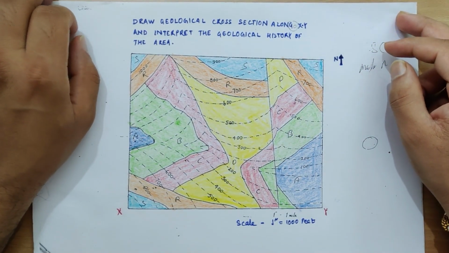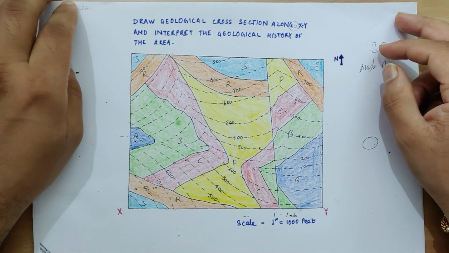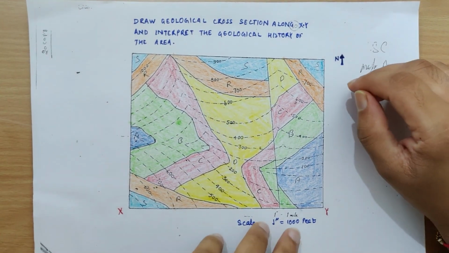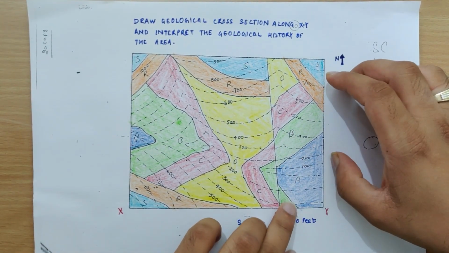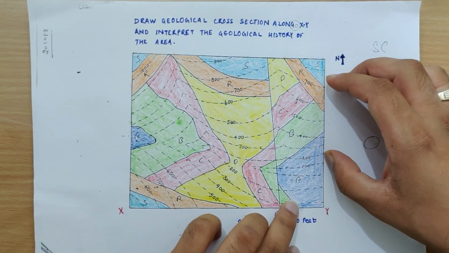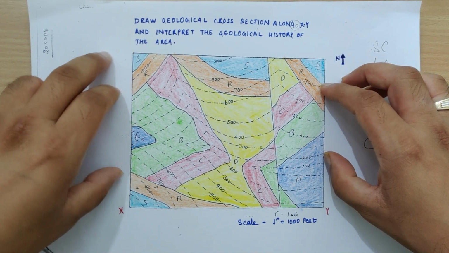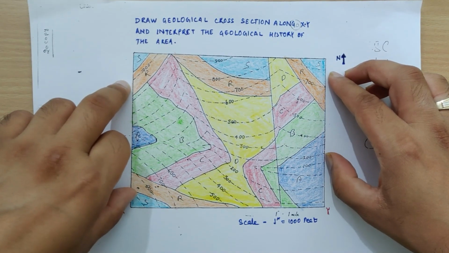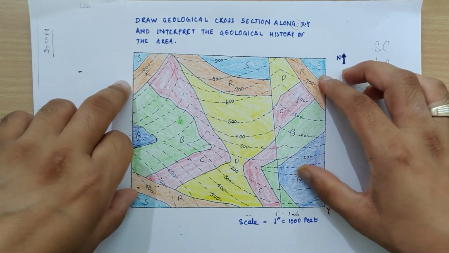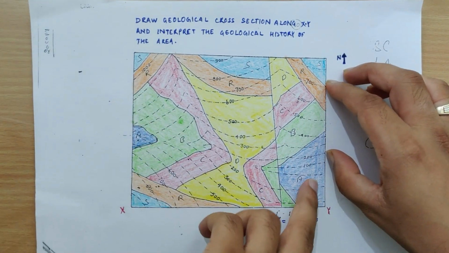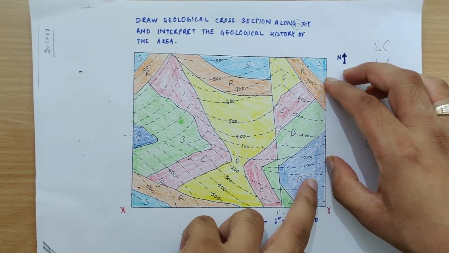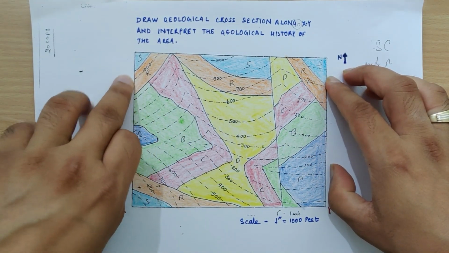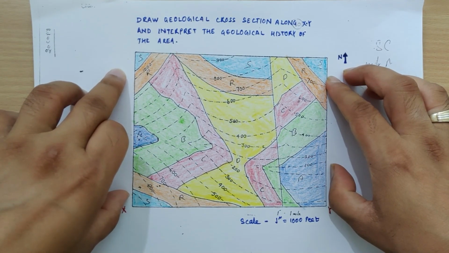So before drawing the cross section, let's try to understand the map. The first point we start with is the relief of the area. We can see here that the minimum contour value is 100 feet and the maximum contour value is 1000 feet. That indicates that this area lies above the mean sea level, and the minimum relief is more than 0 feet and less than 100 feet. And the maximum relief is more than 1000 feet but less than 1100 feet, because we are not getting the 1100 contour.